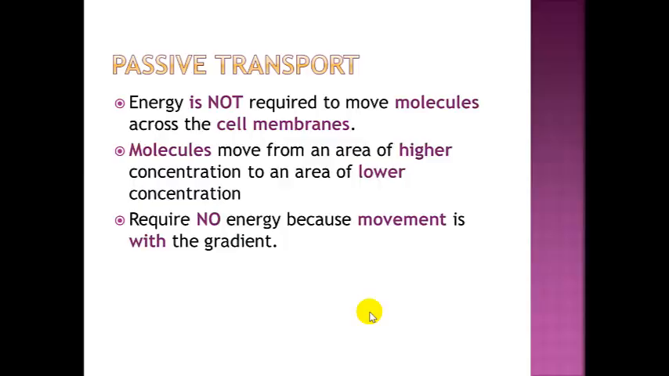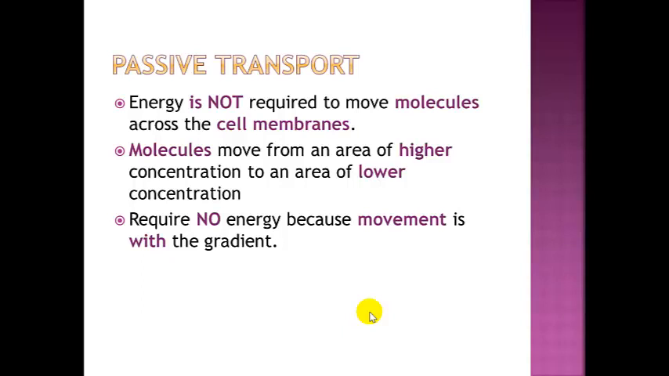There are two types of transport: passive transport and active transport. First, we're going to talk about passive. Passive transport requires no energy at all. The molecules move across the cell membrane without any energy. The molecules move from an area of high concentration, where there are a lot of them, to an area of low concentration, where there are not many. So where there's a bunch of molecules, they'll move from there to where there aren't any molecules. And remember, it requires no energy at all, because the movement is with the gradient.